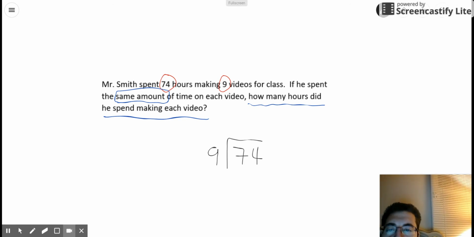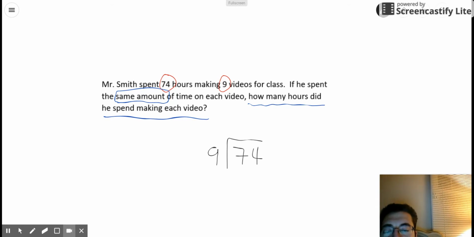So the 74 represents the total number of hours Mr. Smith spent making the videos. And the 9 represents the number of videos he made. So I'm going to divide 74 by 9. And I'm going to start digit by digit in the dividend.